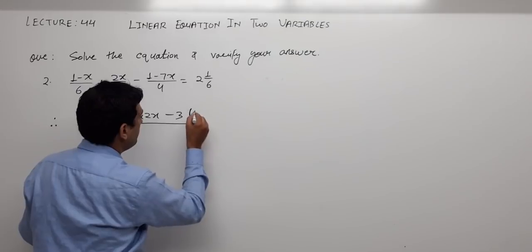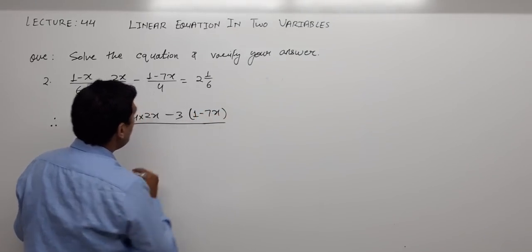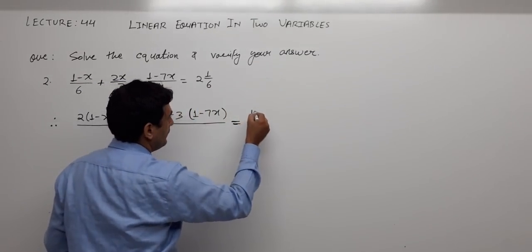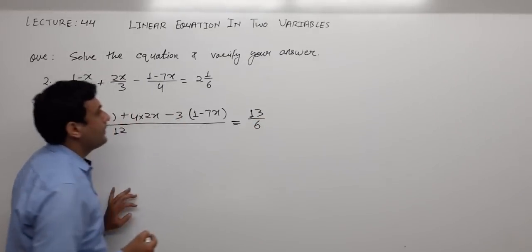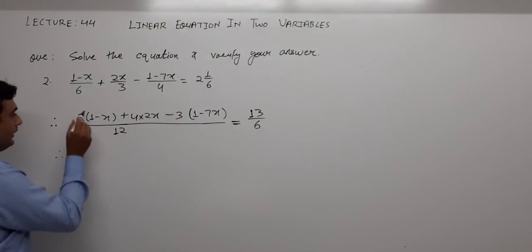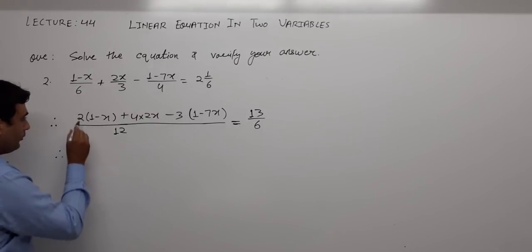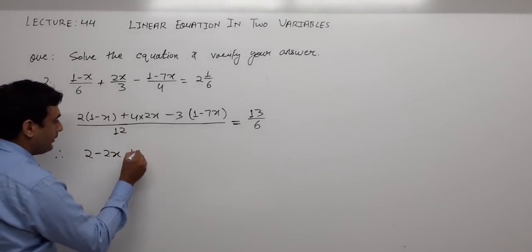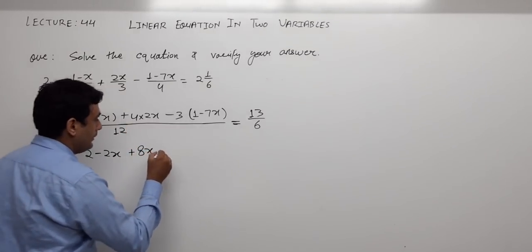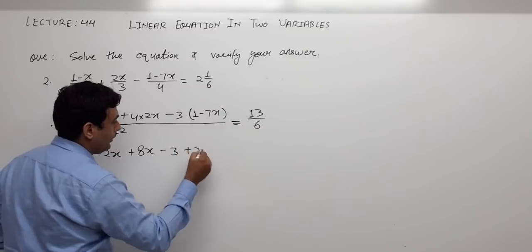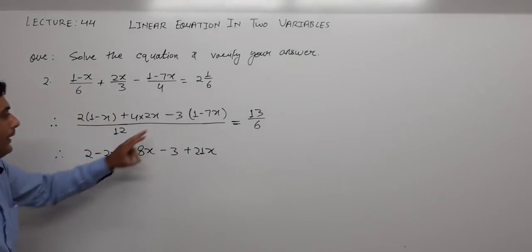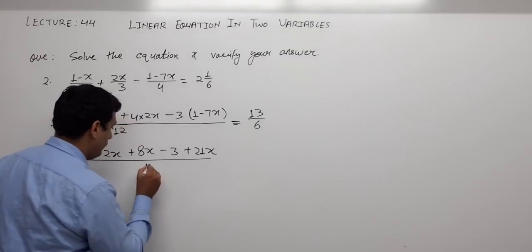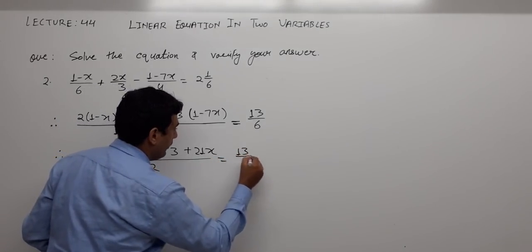3 into 1 minus 7x is equal to, I will convert this into a simple fraction, 13 upon 6. Now here I will multiply, I will open the bracket, so 2 into 1 is 2, 2 into minus x is minus 2x, then plus 8x, then minus 3 plus 21x. Okay, minus 3 plus 21x divided by 12 is equal to 13 upon 6.